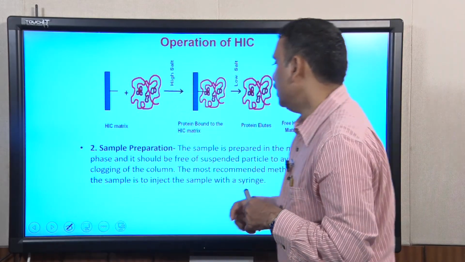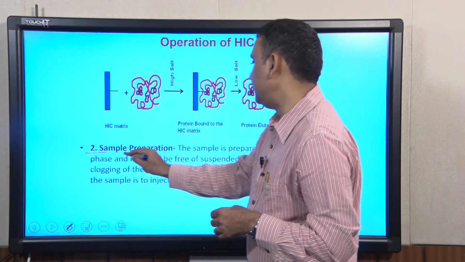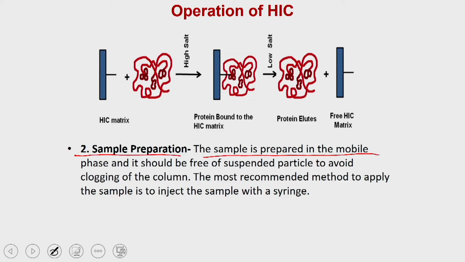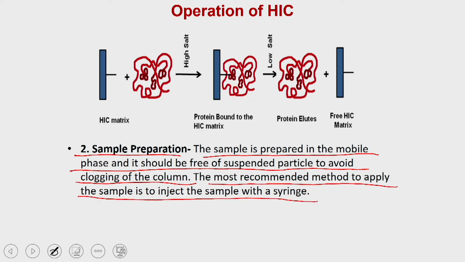Now, in the second step, you prepare the sample. The sample is prepared in the mobile phase and it should be free of suspended particles to avoid clogging of the column. The most recommended method to apply the sample is to inject it with a syringe.